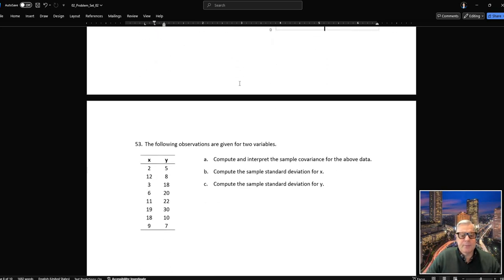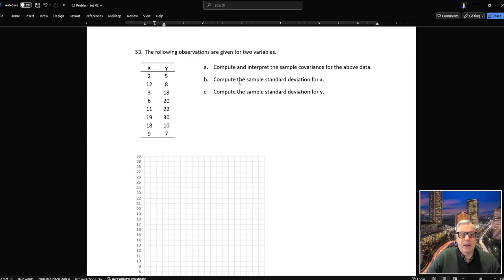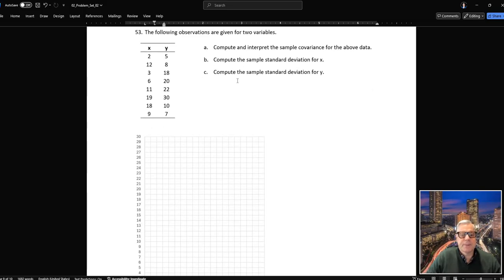And yeah, so the next question is about a sample covariance and the correlation coefficient, but before this video gets too long, I'll do that in the next one, a separate video.